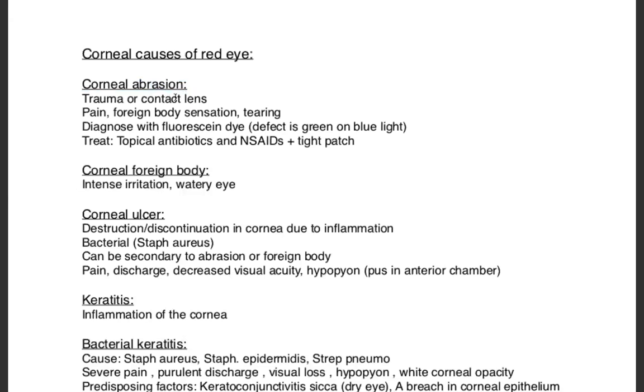So there's trauma or contact lenses. When you're wearing contact lenses, they can sometimes cause corneal abrasion. They'll scratch your cornea. It's a painful foreign body sensation with tearing. The diagnosis here is very important. We use fluorescein dye, and it looks green on blue light. So you put blue light and it'll turn green after you put the dye. And the treatment is topical antibiotics or NSAID. And sometimes if it's big, we need to patch it.